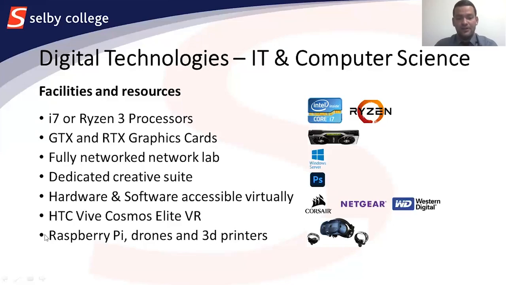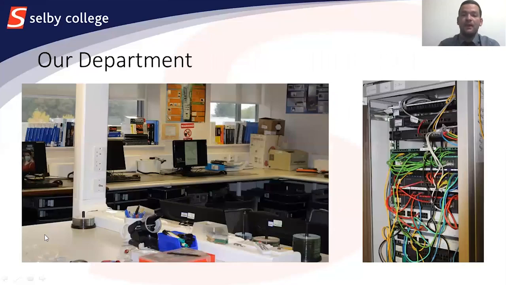We also have a range of Raspberry Pis and 3D printers and bits and pieces that come into some of the units as well. So if you're designing something in your 3D modeling unit, we could potentially print it out using the 3D printers. We also have the Raspberry Pis that you can program and potentially use to help you out in the robotics section of some of the units as well.